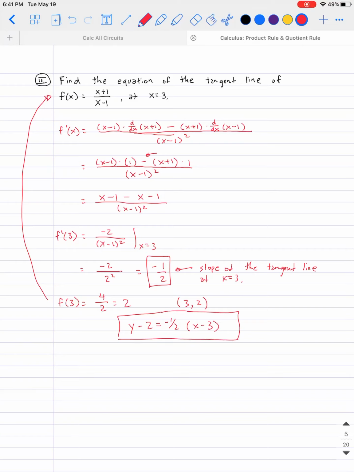And I really always prefer to leave my answer in point slope form if possible for the equation of the tangent line, because it's a little bit more flexible in terms of what we can do with it a little bit later on. So you don't necessarily have to put it into the first degree Taylor. You can just go ahead and plug it in as is.